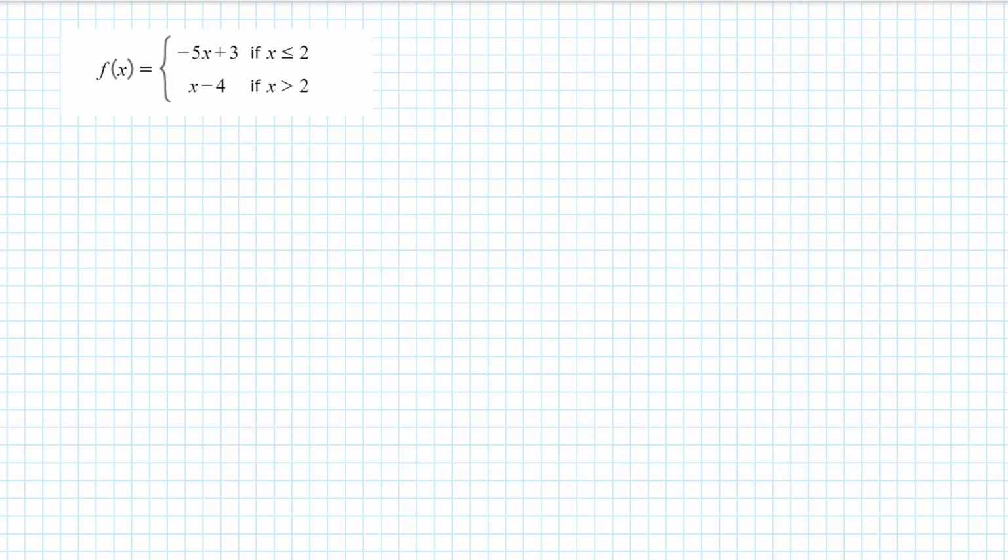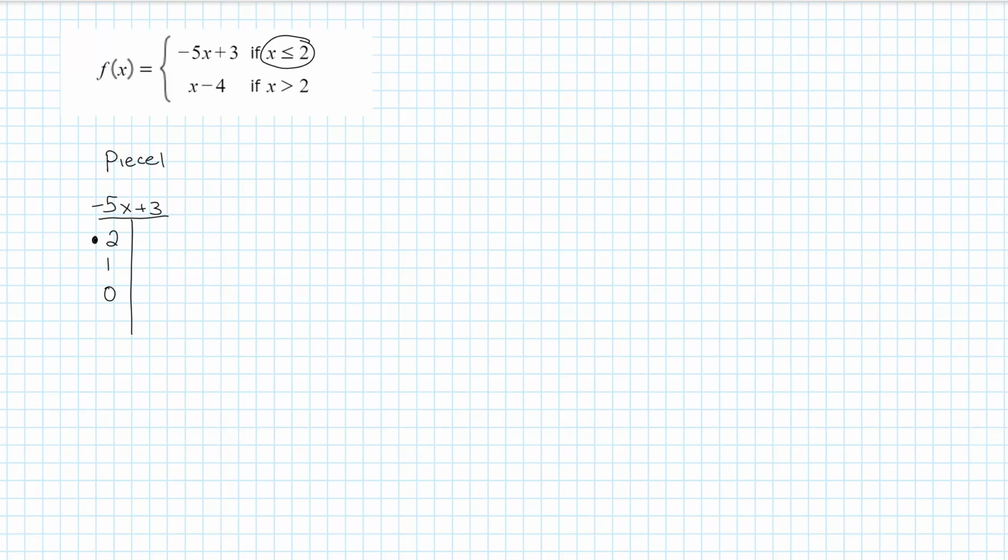So let's do the first piece. It's going to follow the pattern minus 5x plus 3. And now the x's that we're allowed to choose are less than or equal to 2. So we'll start with 2. It can be equal to 2, so it's closed. And then we have to go less, so maybe 1 and 0.